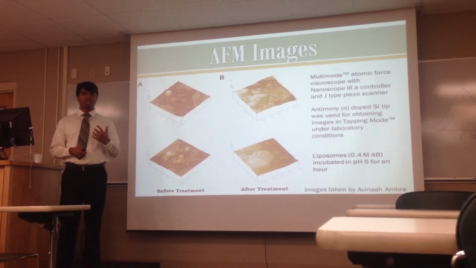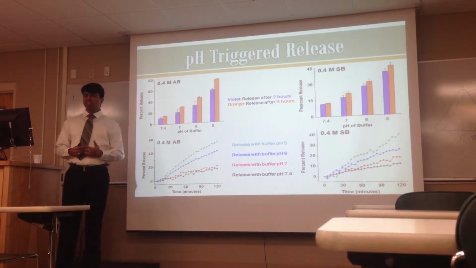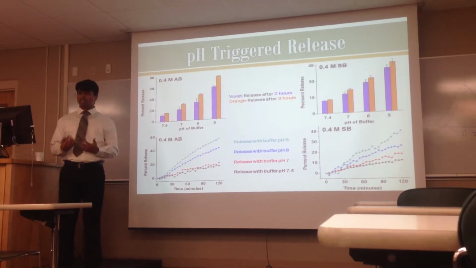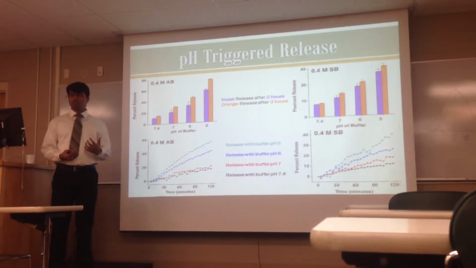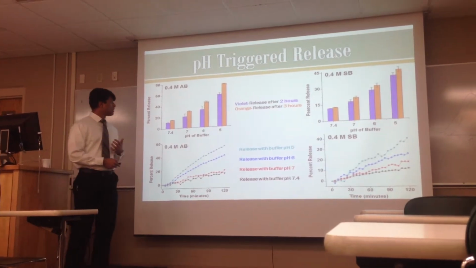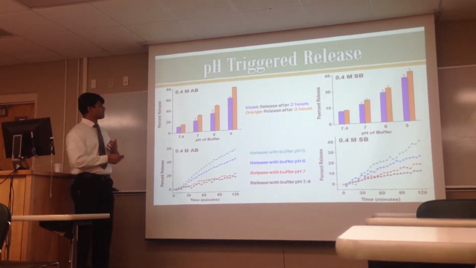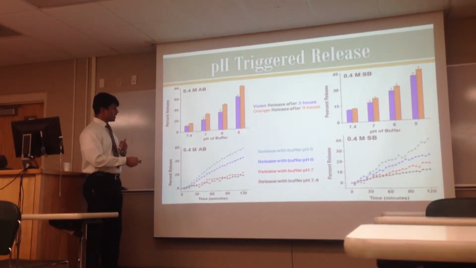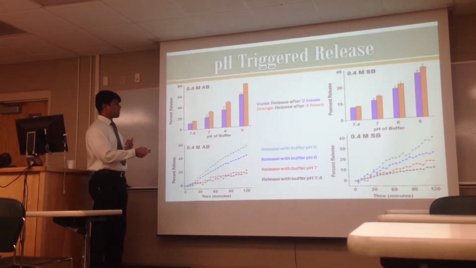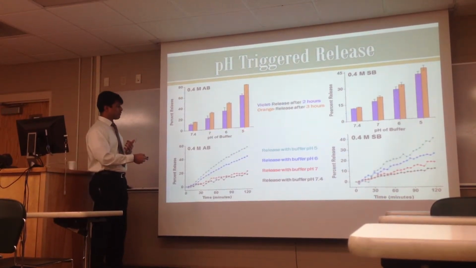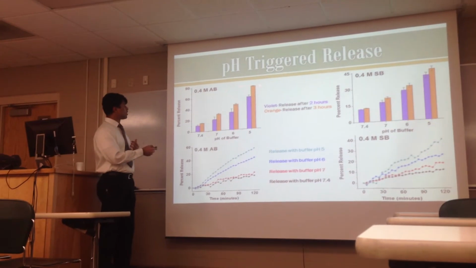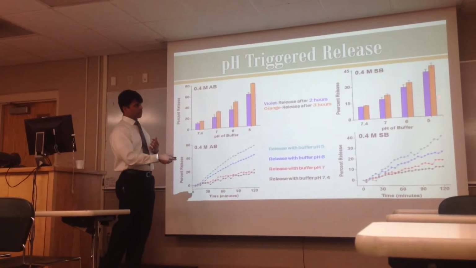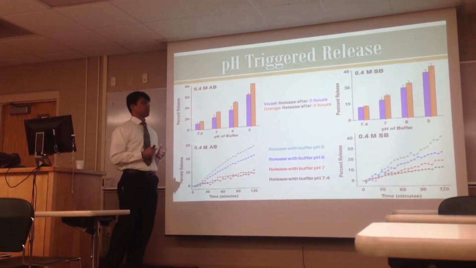For that purpose, we encapsulated a self-quenching dye, carboxyfluorescein, 100 millimolar, and we checked the release as a function of pH. We incubated these liposomes in different pH buffers, and we took two different gas precursors, ammonium bicarbonate and sodium bicarbonate. As you can see, as the pH decreases, the release increases. After 3 hours of incubation with pH 5 buffer, with ammonium bicarbonate liposomes, we got around 80% release. And with sodium bicarbonate, with pH 5 buffer, we got around 45% release.